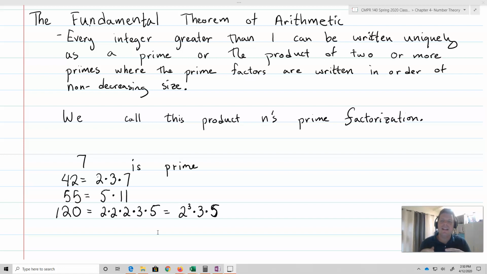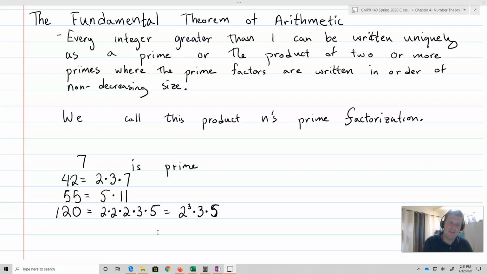It's basically stating that any number bigger than 1 can be written as a prime or the product of 2 or more primes, right? Basically that we can prime factorize anything. And we call the product the prime factorization. So for example, 7 is prime, so we just write it as 7. But 42 is 2 times 3 times 7. 55 is going to end up being 5 times 11, and 120 is going to end up equaling 2 times 2 times 2 times 3 times 5, which in this case is 2 cubed times 3 times 5.